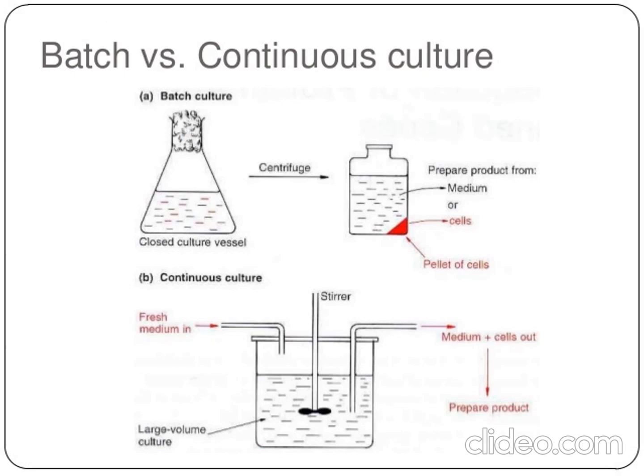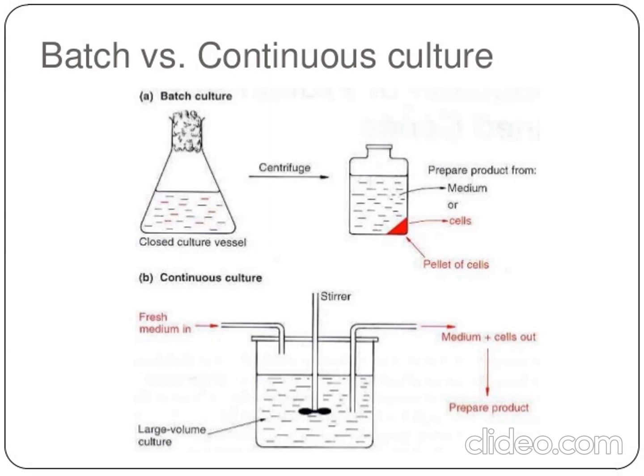Now these are a few images of batch versus continuous culture. In batch culture you have a single bioreactor which is a completely closed system. You add the media, you add the cells and allow it to ferment, and after that by centrifugation allow the cells to settle down at the bottom. Whatever media is there you can decant that media and you get the cell mass, a pellet of cells.